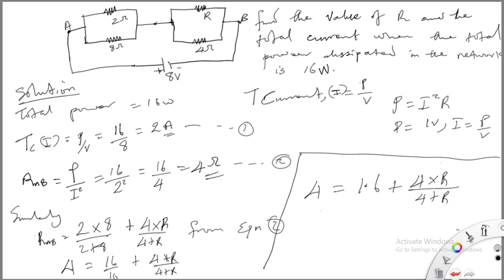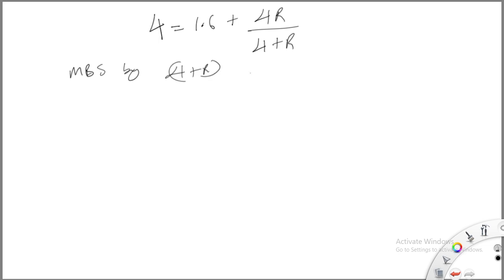So what do we do? We have this equation now. Let me give us some space so that we would solve. So what was our equation? Our equation was 4 is equal to 1.6 plus 4R over 4 plus R. So what do we do? Multiply both sides by 4 plus R, right?